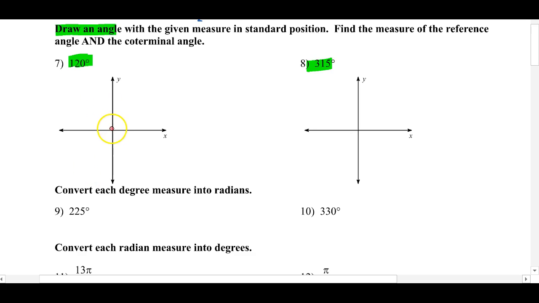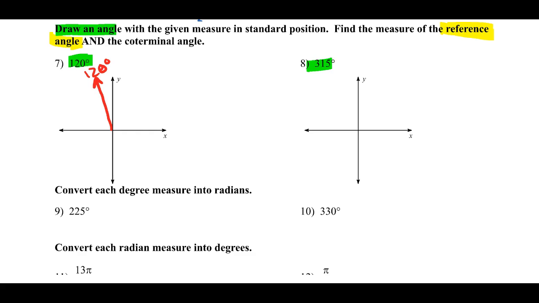Now 120, I know it's not right in the middle. It's here in the second quadrant, and it's a little closer to the y-axis, so maybe like right there. Okay, so there's 120. That's the first step. Now this is where the points come in. What matters? First thing you want to find is the reference angle, because you're just going to use that 120 as kind of a point of reference to figure out the other two angles, the reference and the coterminal.